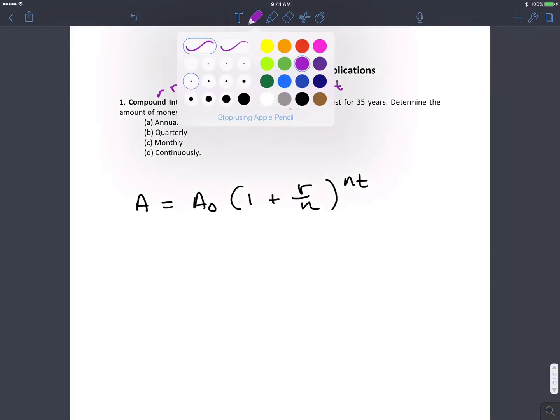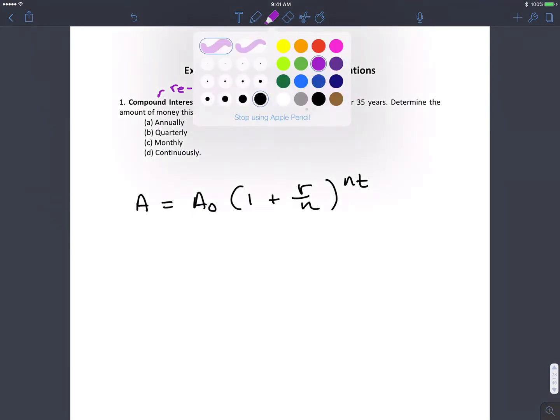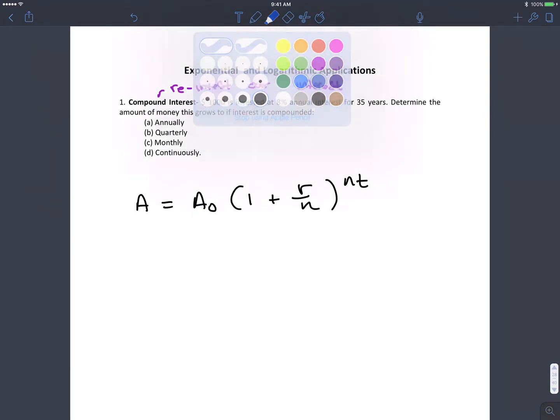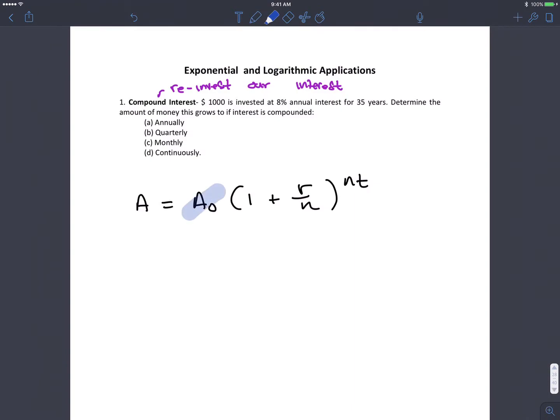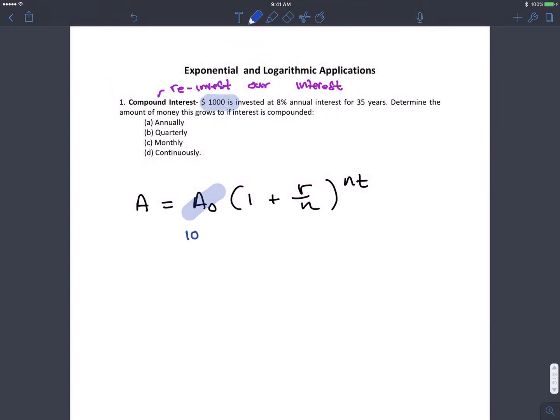I'm going to say here, first of all, you have the initial amount here. Our initial amount is the initial deposit. So in this question, when we read this, number one, compound interest, $1,000 is invested. That's the initial amount, the $1,000. So I'm going to replace that value with 1,000.